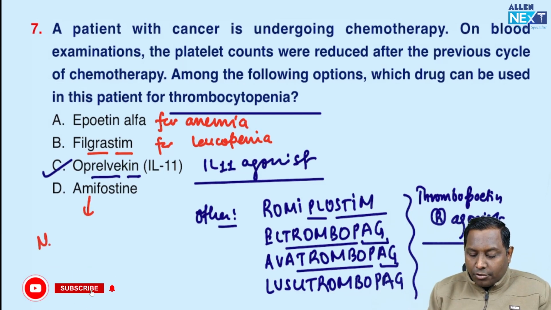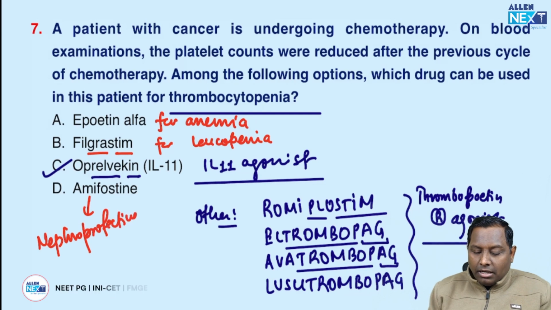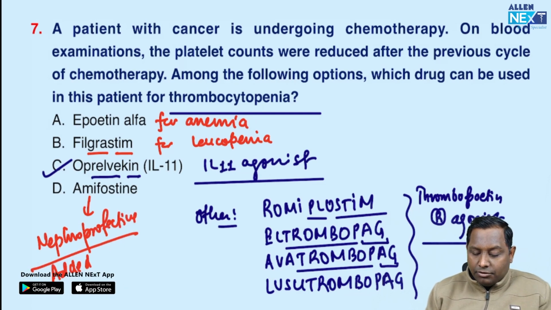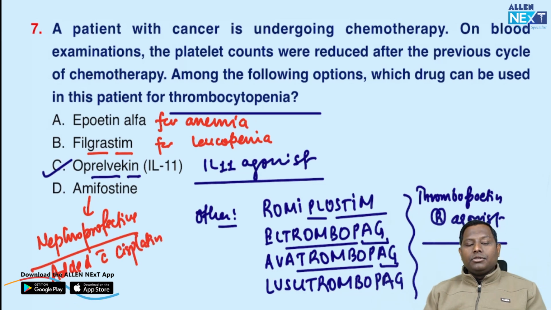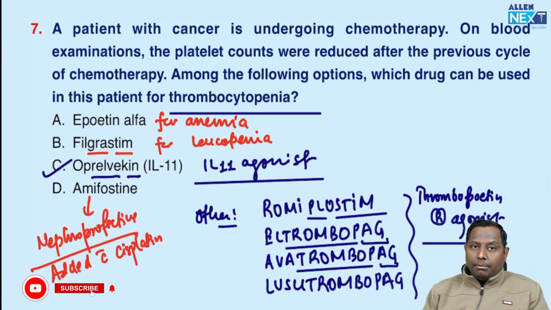Amifostine is a nephroprotective drug. It is a nephroprotective drug that is usually added with cisplatin as a compound.